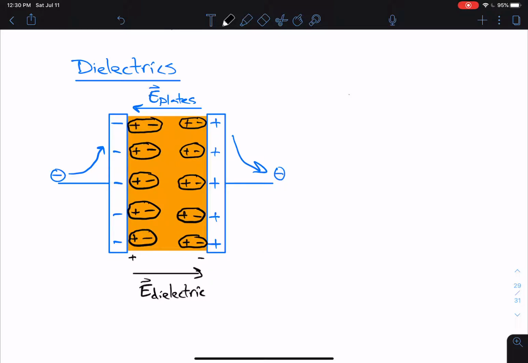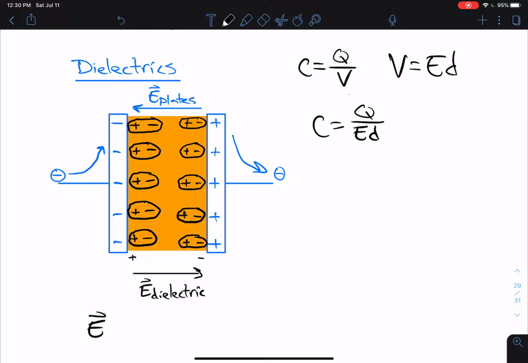Okay, now let's look at our formulas. We know that capacitance is Q over V. And we also know that for parallel plates, V is going to equal ED. And so we can combine those. And we get this. But it's important to realize that this E here is the net electric field. And the net electric field is going to be the E of the plates plus the electric field of the dielectric.